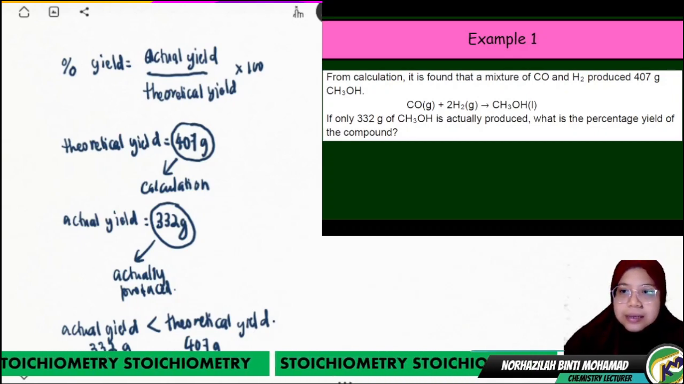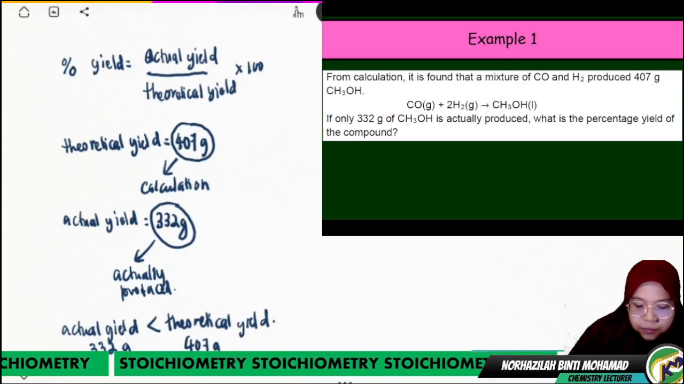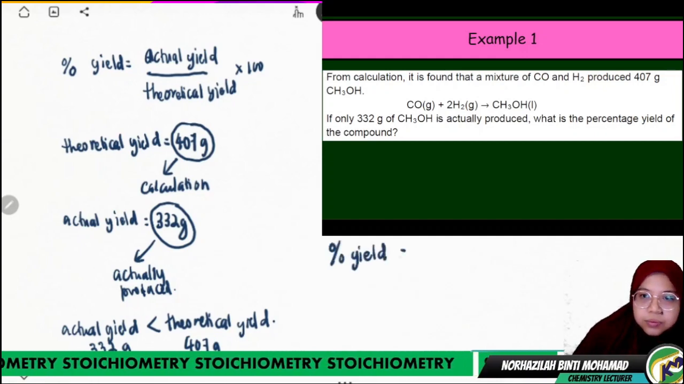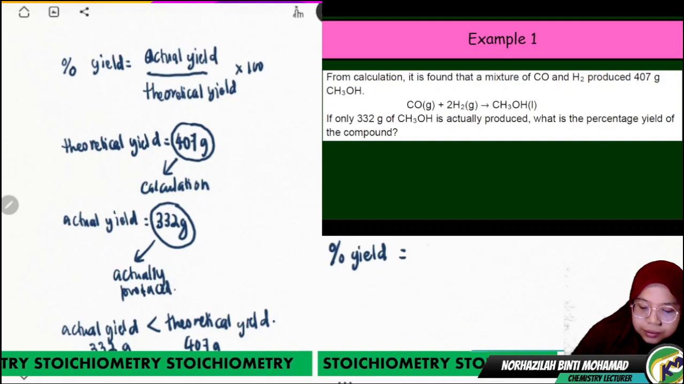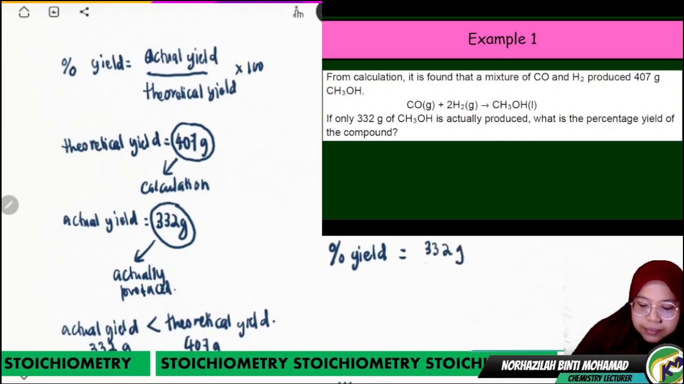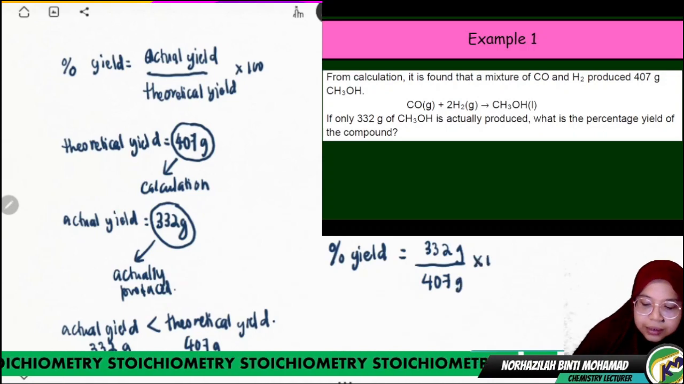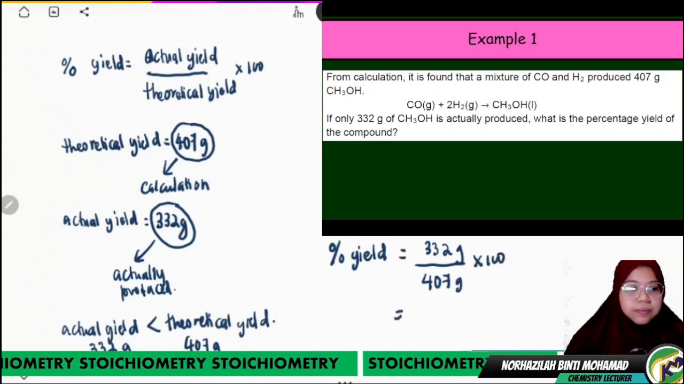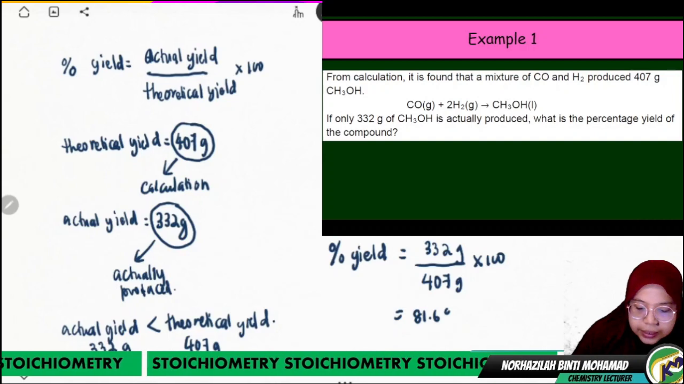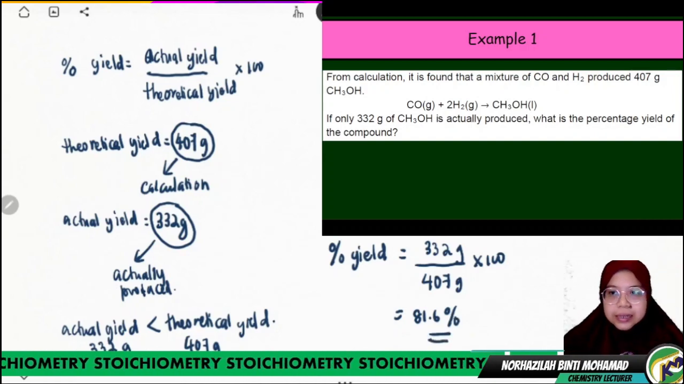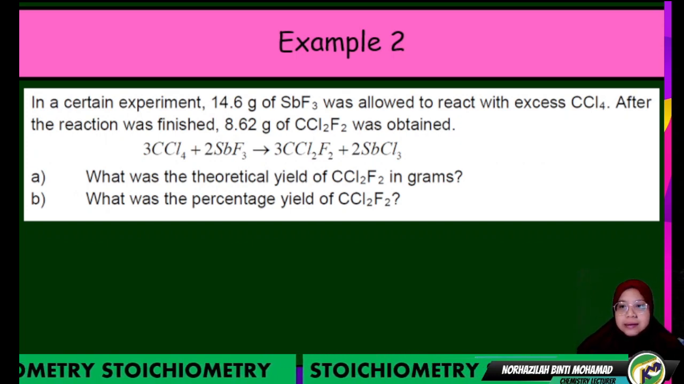That is the second clue. So for this question, the percentage yield is equal to 332 grams divided by 407 grams times 100, which is equal to 81.6%. So this is our percentage yield. Okay, how about the second example?